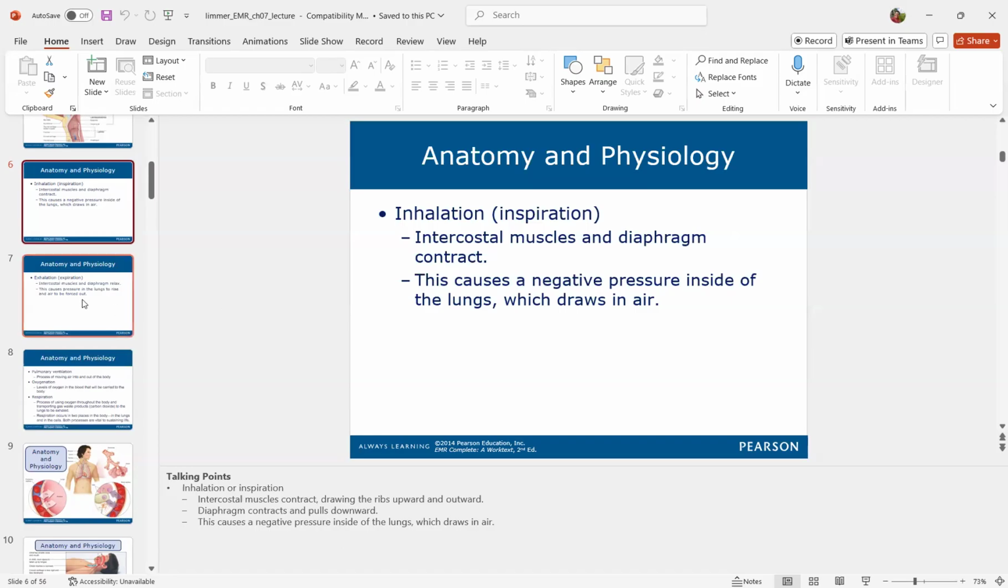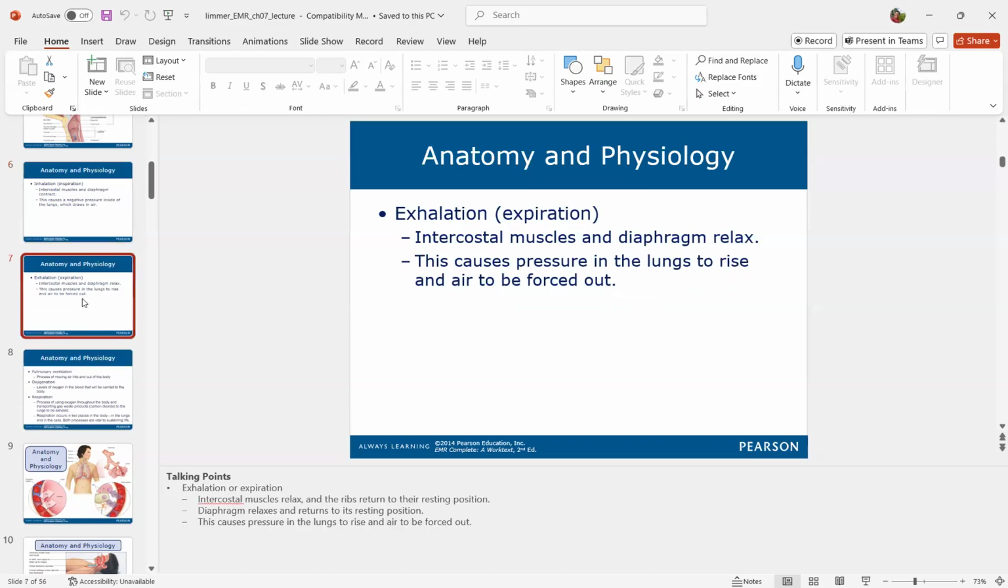When we expire or exhale, push that breath out, those intercostal muscles and that diaphragm are going to relax, and that's going to come into a resting position. That's going to cause the pressure in our lungs to rise and the air to be forced out of our lungs. So we inhale and we exhale.